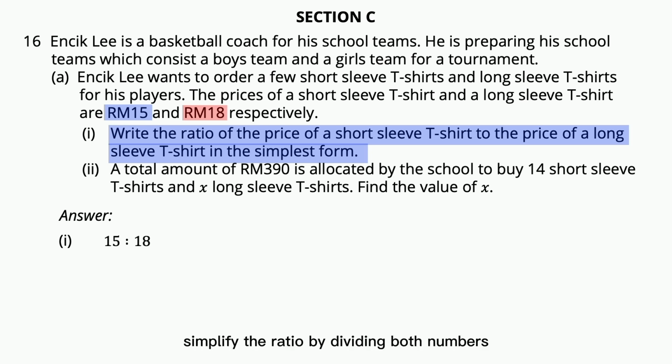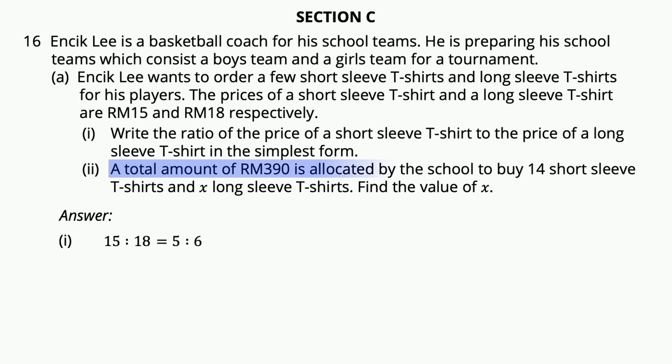Simplify the ratio by dividing both numbers by their greatest common divisor, which is 3. Therefore, the ratio is 5 to 6. A total amount of RM390 is allocated by the school to buy 14 short-sleeved t-shirts and X long-sleeved t-shirts. Find the value of X.